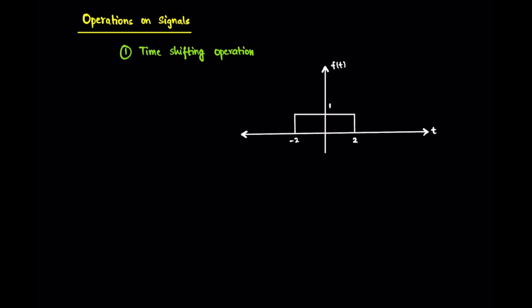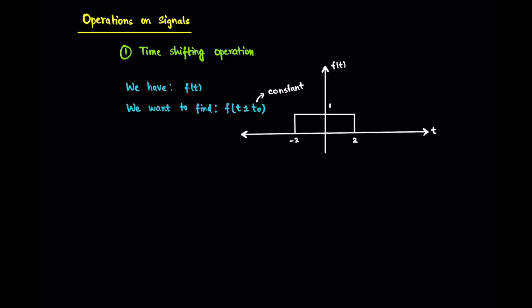So when we have to perform the time shifting operation, we have a signal f of t and we will have to find the signal which exists at f of t plus or minus t naught. For example, we have f of t, we want to find f of t plus or minus t naught, where t naught is a constant. This constant tells us by how much we are shifting the f of t.